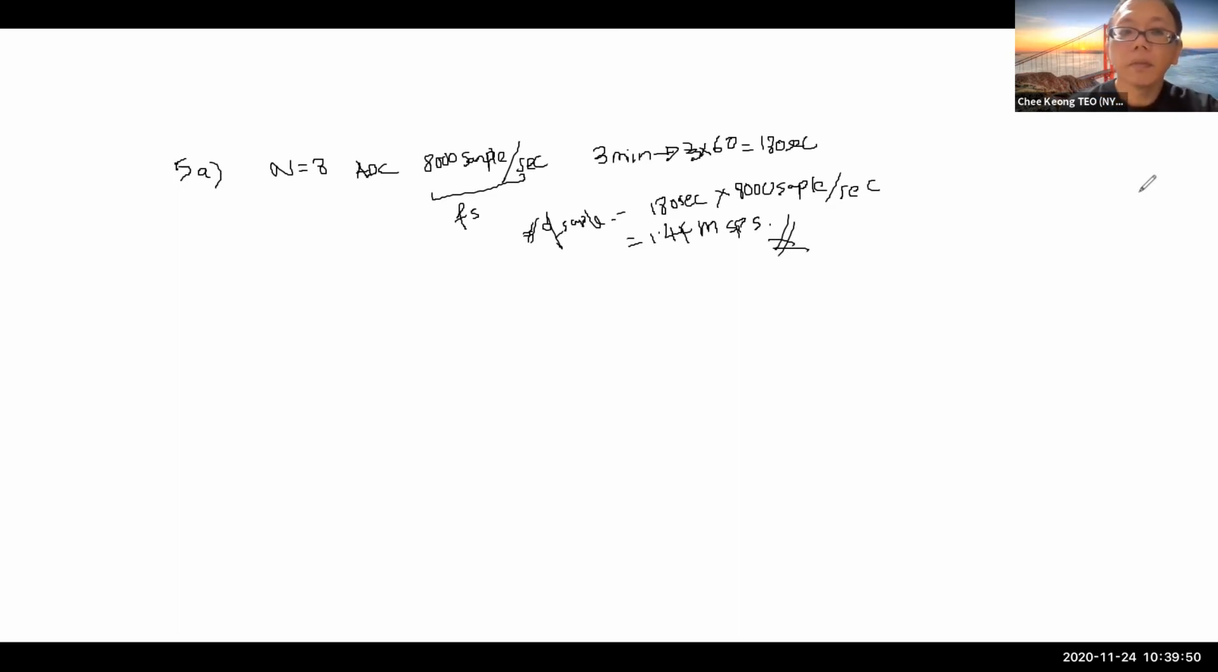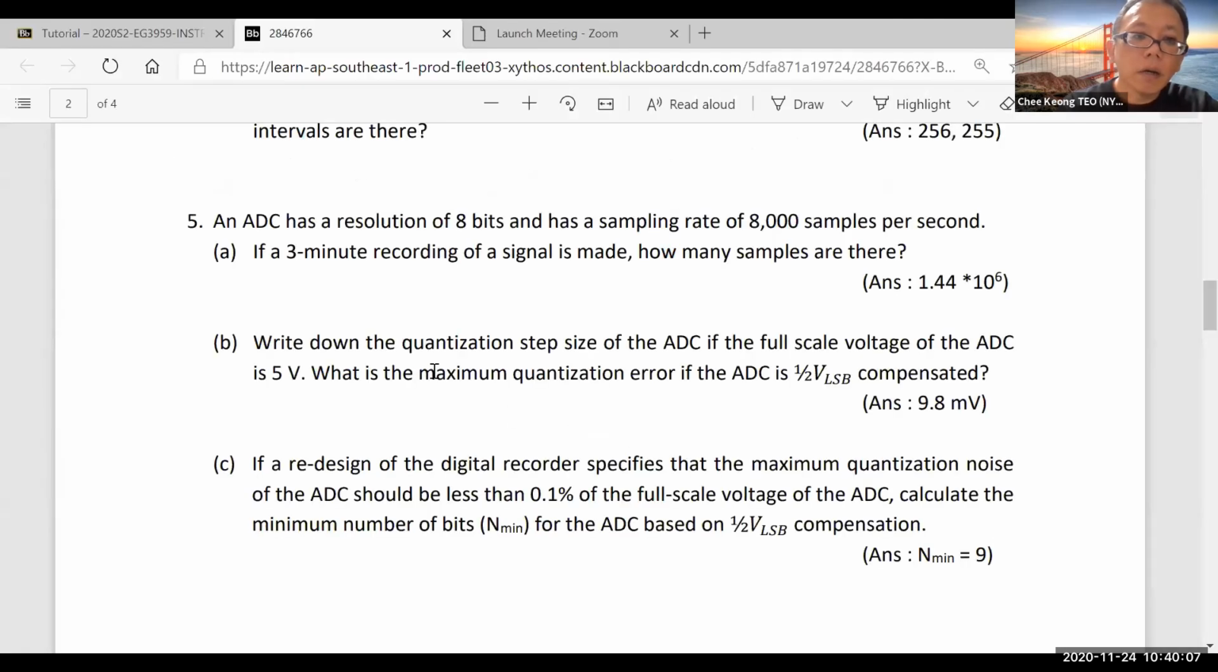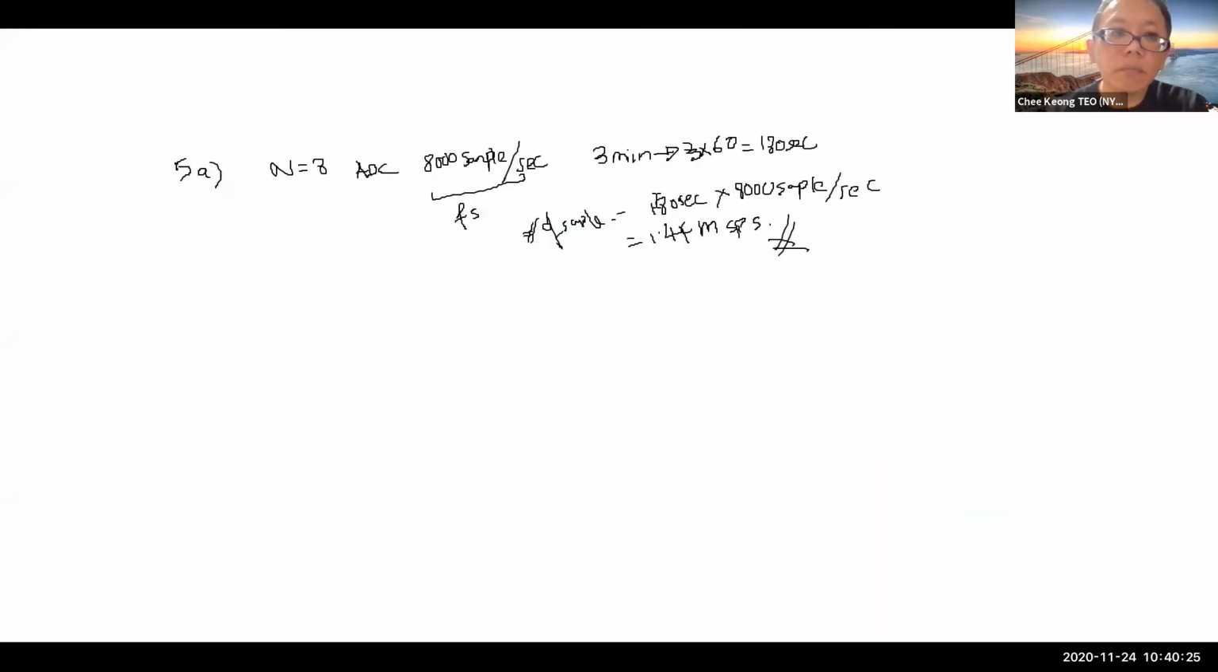Ken? Question? No, we move to part B. Let's move to part B. I go back to the question, part B. Now, write down the quantization step size of the ADC if the V full scale is 5 volt, and what is the maximum quantization error? So right now, let's go back to the screen.